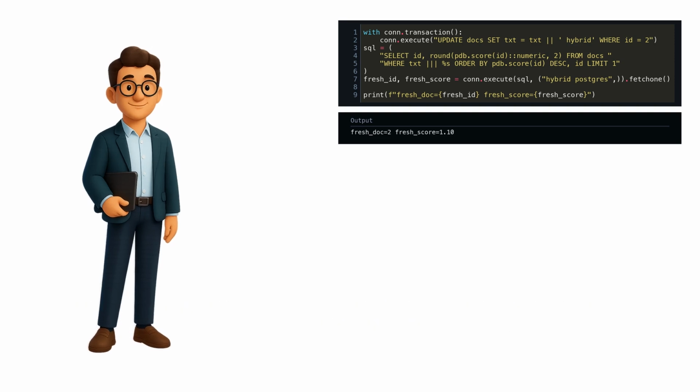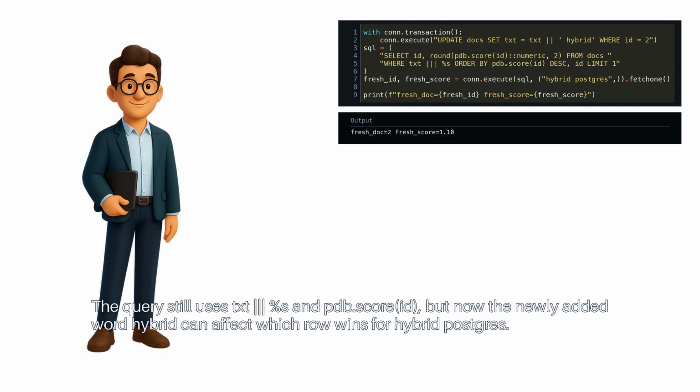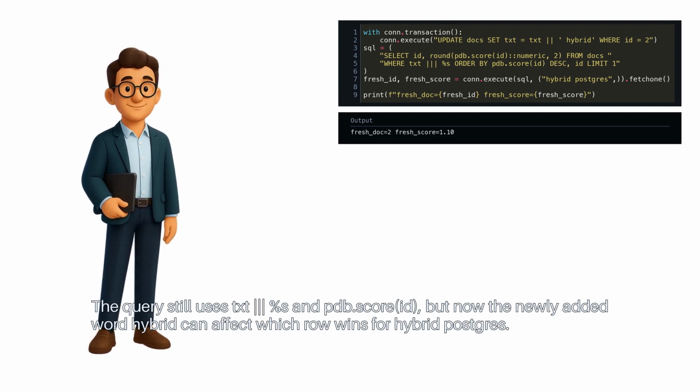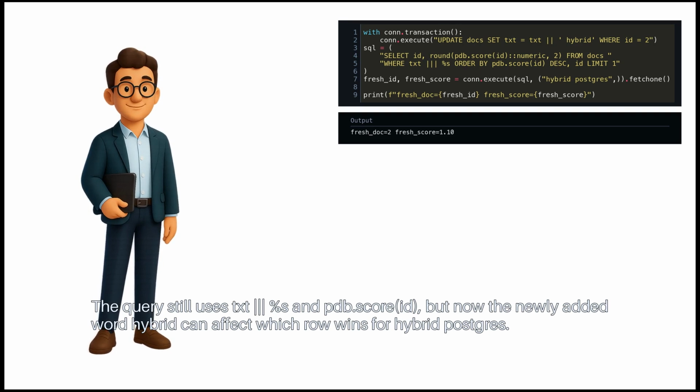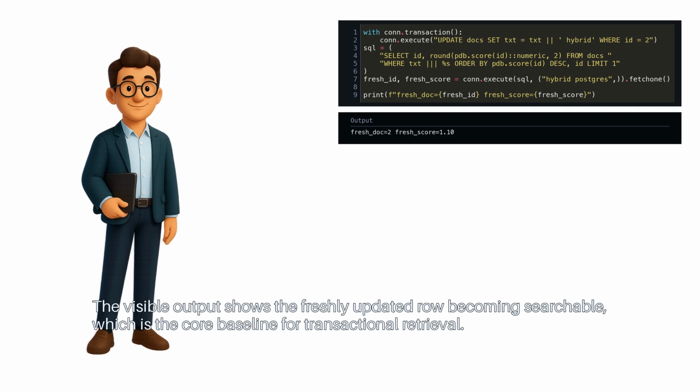same Postgres connection. The query still uses txt, the query parameter %s, and pdb.score(id), but now the newly added word hybrid can affect which row wins for hybrid Postgres. The visible output shows the freshly updated row becoming searchable, which is the core baseline for transactional retrieval.